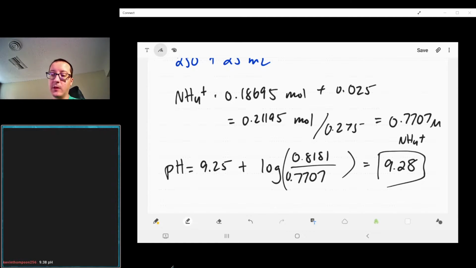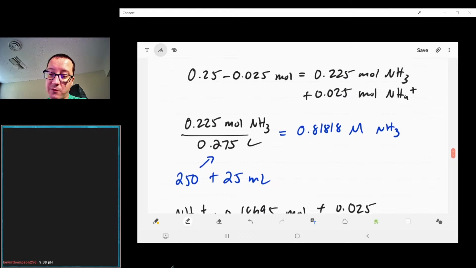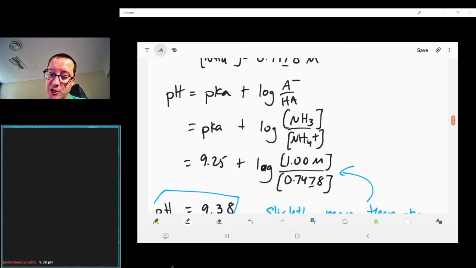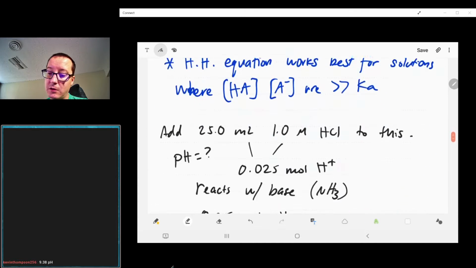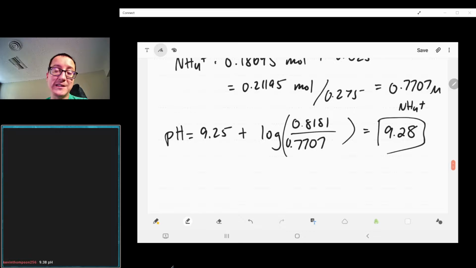So again, we've already seen that buffers don't really change their pH very drastically. That's the whole point. If we just wanted to check again, we are adding acid, so we are expecting the pH to go down a little bit. Notice that what we started with before, the ratio was 1 to 0.74. Now we have 0.81 to 0.77. So we have kind of brought those two closer together. So we've used up some of our base. We've made some acid as a result. So there we have it.